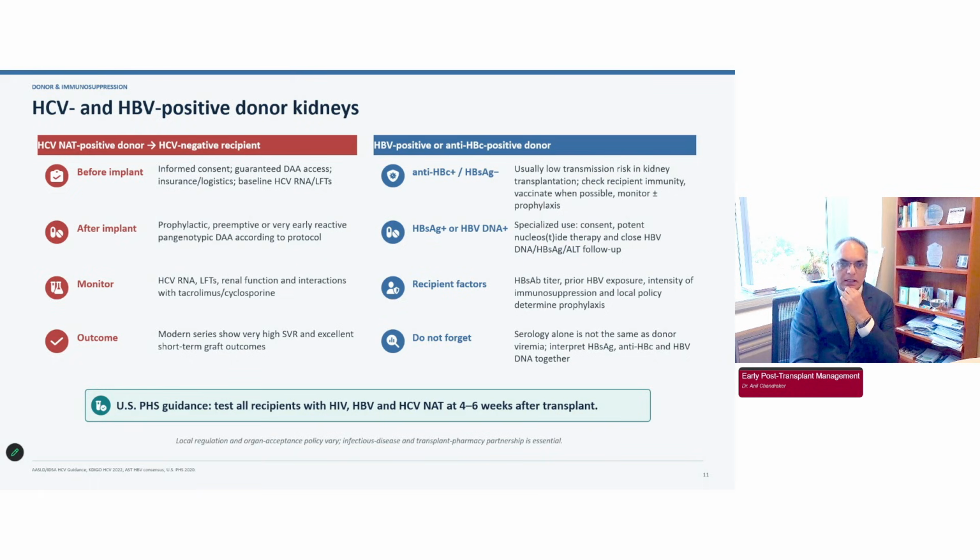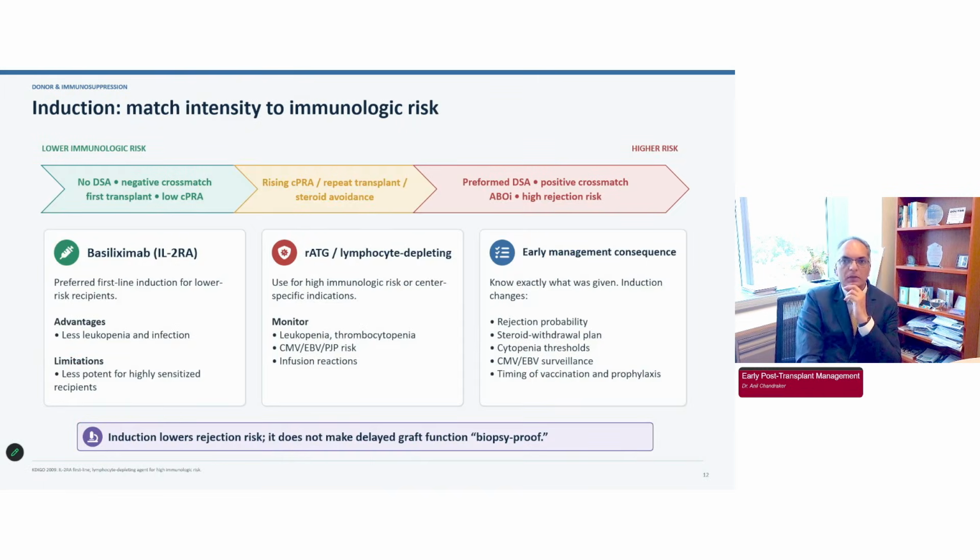And the other thing to remember is that in a higher risk donor, all recipients need to be tested for HIV, HBV, and Hep C at 4 to 6 weeks following transplant. So in terms of immunosuppression, every center will have its own immunosuppression guidelines. What I've put up on this slide isn't really saying what is correct or incorrect at an individual center, but this is basically the thinking that goes behind stratifying the patient into a lower or higher risk patient.